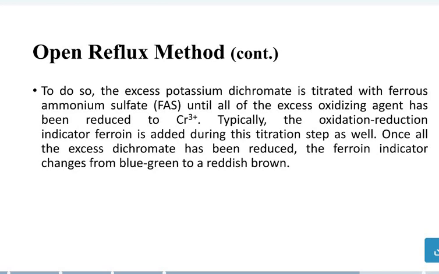To do so, the excess potassium dichromate is titrated with the ferrous ammonium sulfate (FAS) until all of the excess oxidizing agent has been reduced to chromium 3+. Typically, the oxidation-reduction indicator ferroin is added during this titration step as well. Once all the excess dichromate has been reduced, the ferroin indicator changes from blue-green to reddish-brown.